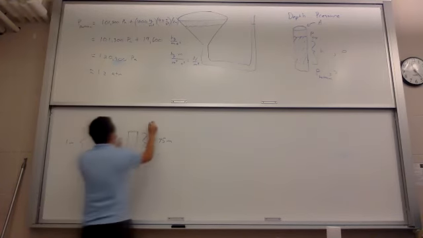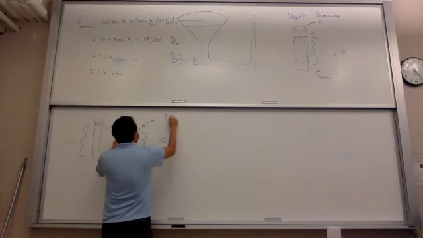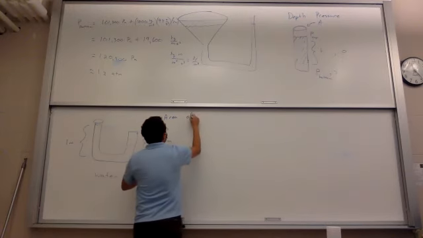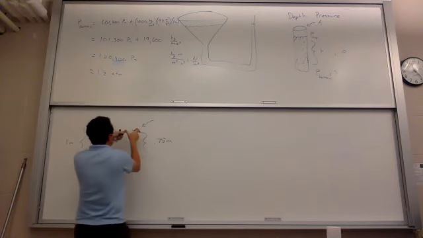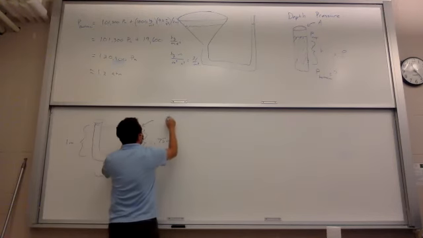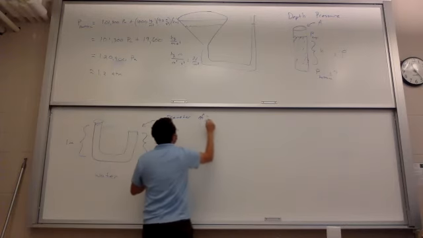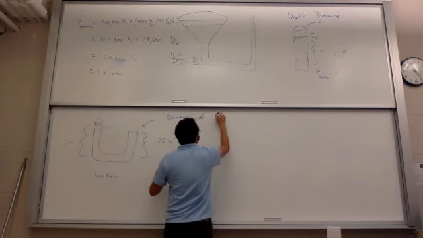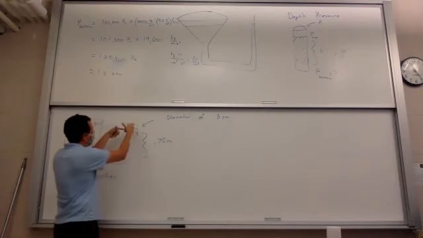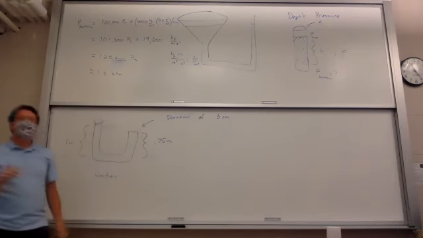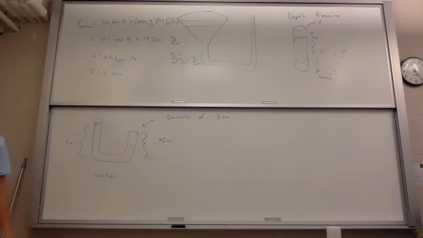What I also am going to tell you is that this cap right here has an area of, actually, I'm going to say it's circular. It's a circular cap with a diameter of 3 centimeters across the top. I want to know what is the force on the cap coming from the fluid.